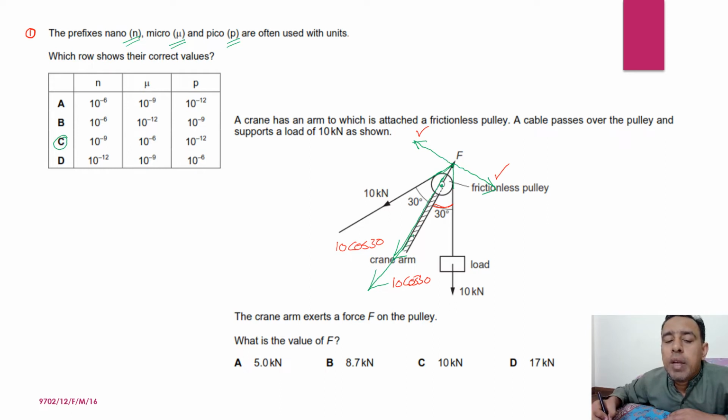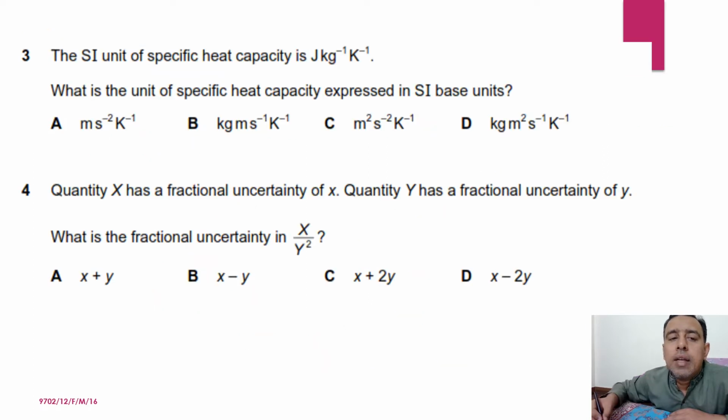So this is F, which is required, and the two components are in this way. If we add these two components, we can get the answer. That's why F is equal to 10 cos 30 plus 10 cos 30. The answer will be 17 kilonewton. Option D is correct.